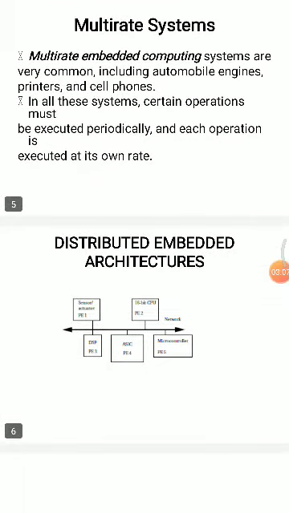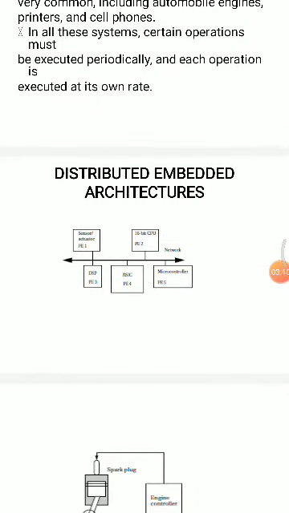The next one is distributed embedded systems. A distributed embedded system means there will be a variety of processing elements. Those processing elements will be connected through a network. This network will be connected to sensors, actuators, digital signal processors, and application-specific integrated circuits. When all these processing elements are connected through a network, it is called a distributed embedded architecture.